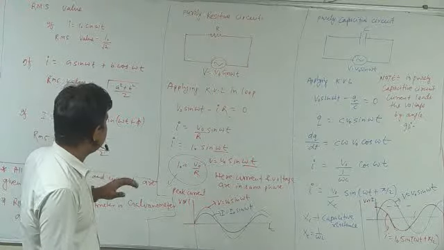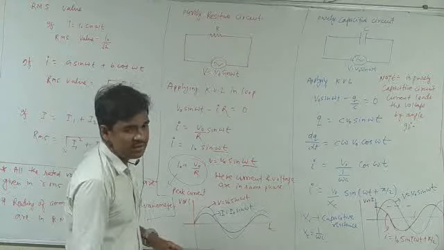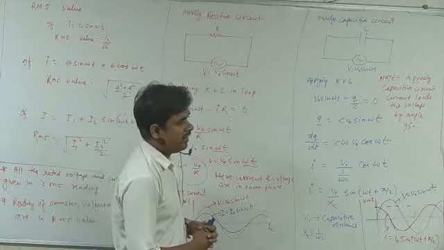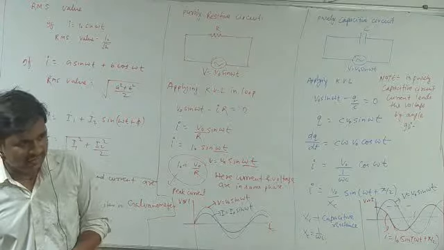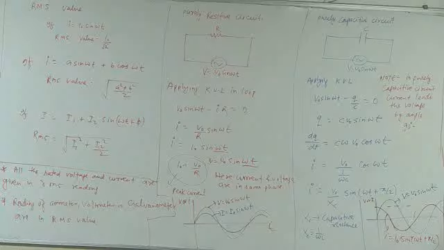So this is very basic. In a purely resistive circuit, current and voltage are in the same phase. Whereas in a purely capacitive circuit, current leads the voltage by a phase angle of how much? 90 degrees. Okay. Now the third one is what? Purely inductive circuit.